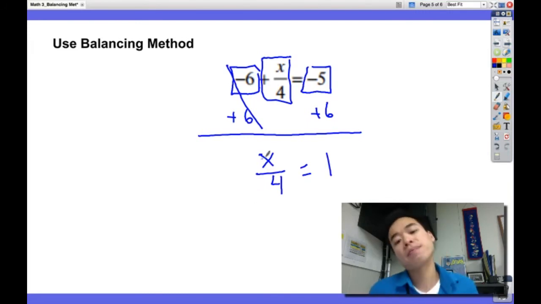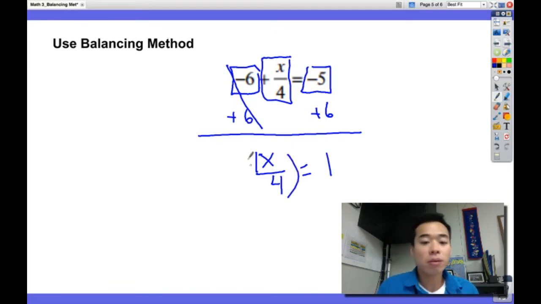Now here's the tricky part. I have some number divided by 4 is equal to 1. You ask yourself, how do I undo dividing by 4? Well, I'm going to do the multiplicative inverse. Basically you're asking yourself, what can I multiply by? There's really a 1 right here. 1/4 of x equals 1.